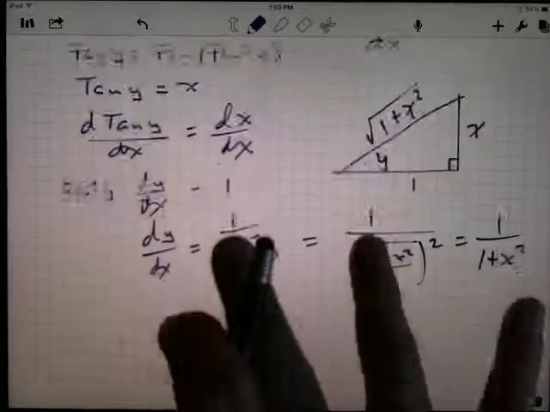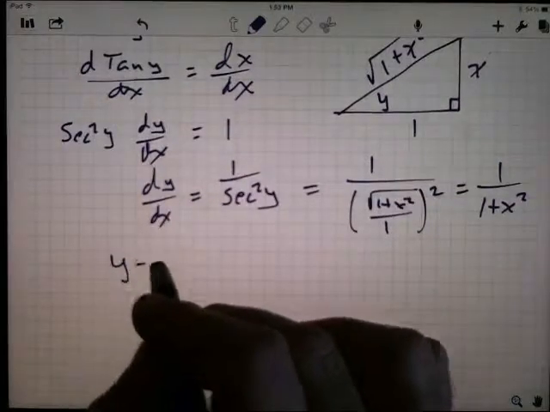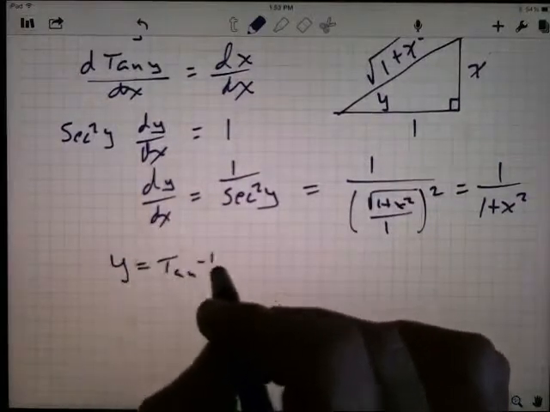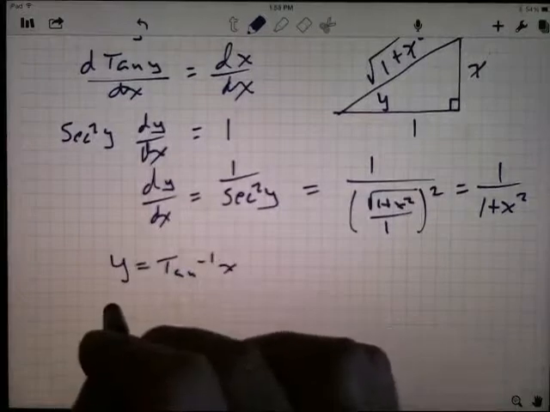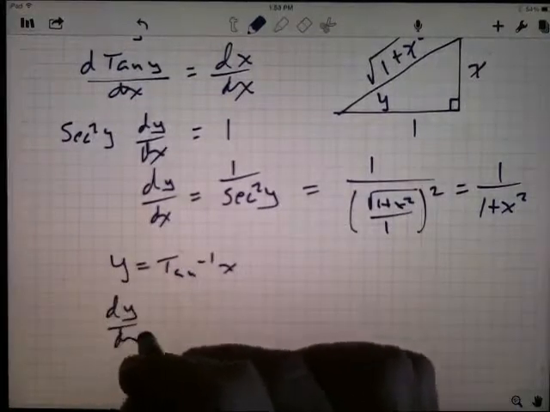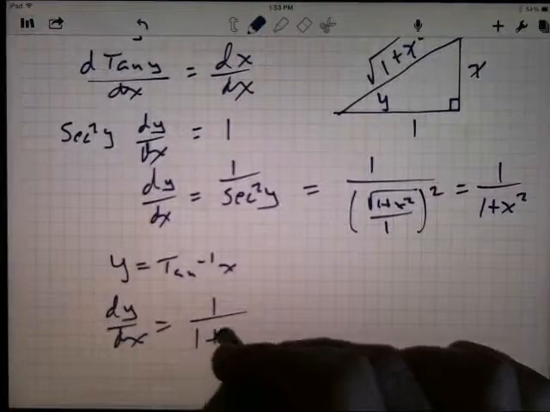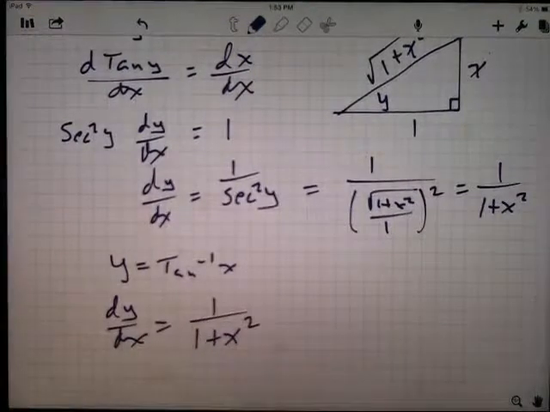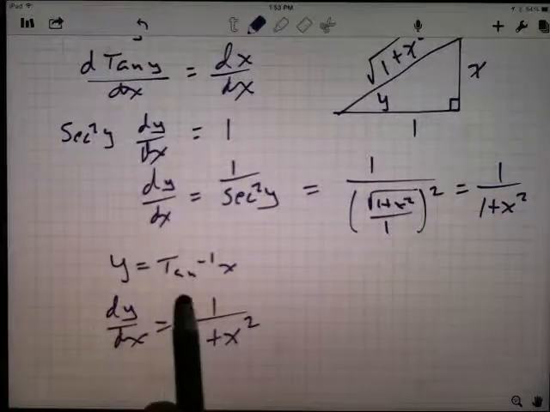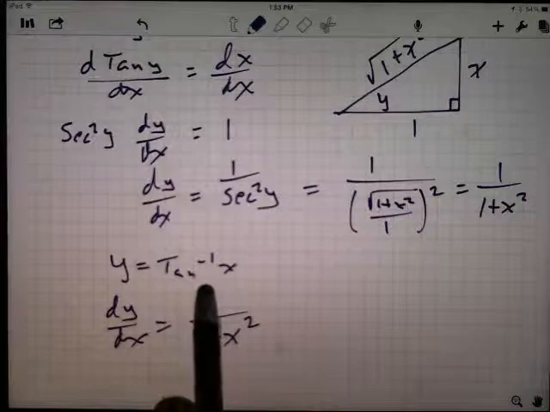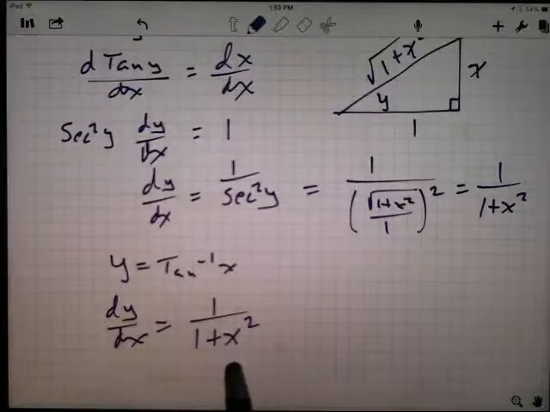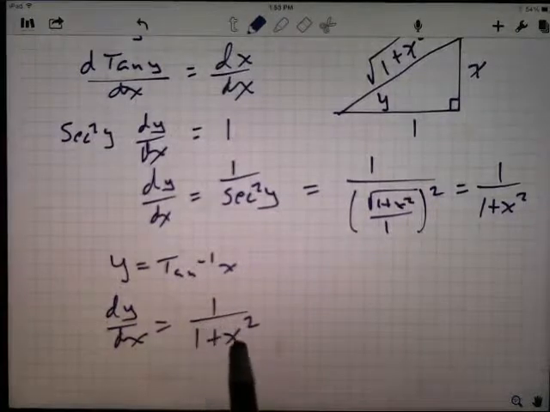What did I end up with here? Well, I started with y equals the inverse tangent of x, and I ended with the derivative being 1 over 1 plus x squared. Again, like the inverse sine, the answer that I get here looks completely different than the function I started with. Right? I started with an inverse trig and I end up with this rational function, polynomial divided by polynomial. It just feels like I'm in a different world, but it turns out this is correct.